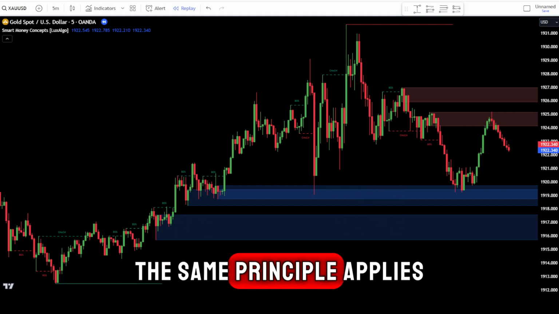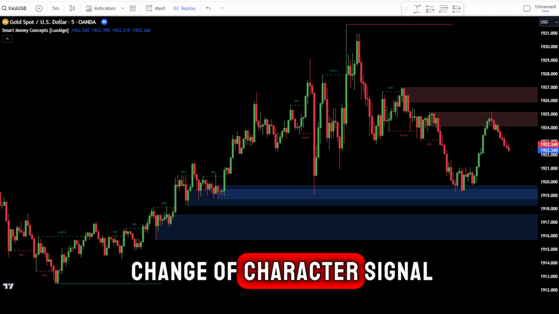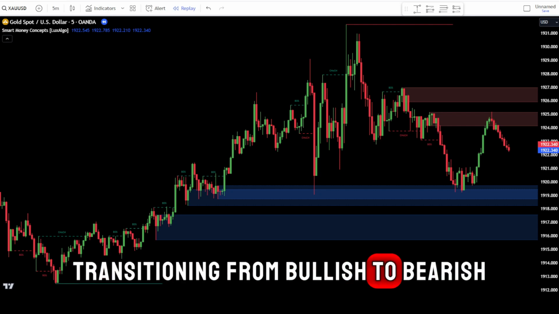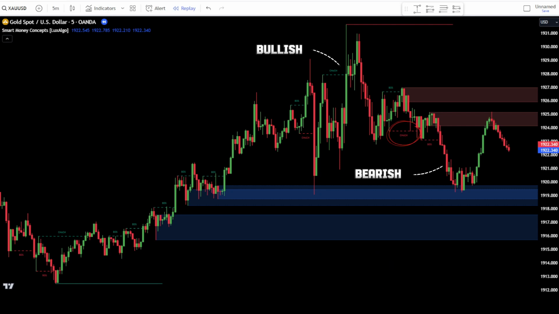The same principle applies when you observe a change of character signal transitioning from bullish to bearish. For example, when there is a change in trend from bullish to bearish, indicated by the appearance of a red change of character signal, you can wait for the price to either break support or show the BOS signal before entering a sell position. Once the BOS signal is confirmed, wait for the price to undergo a correction to the bearish order block area before entering a sell trade.